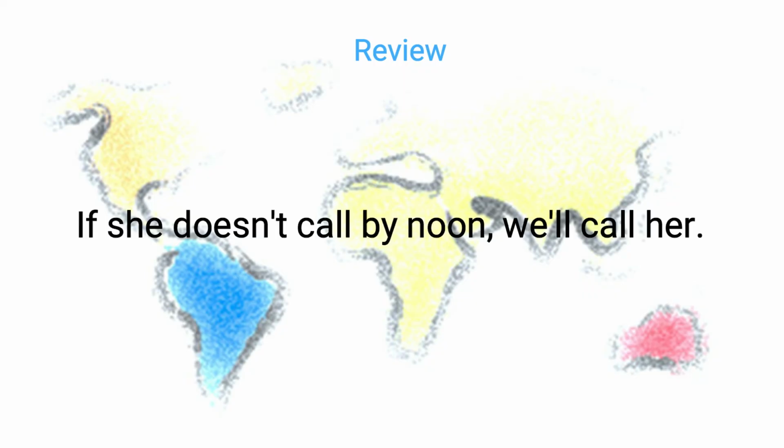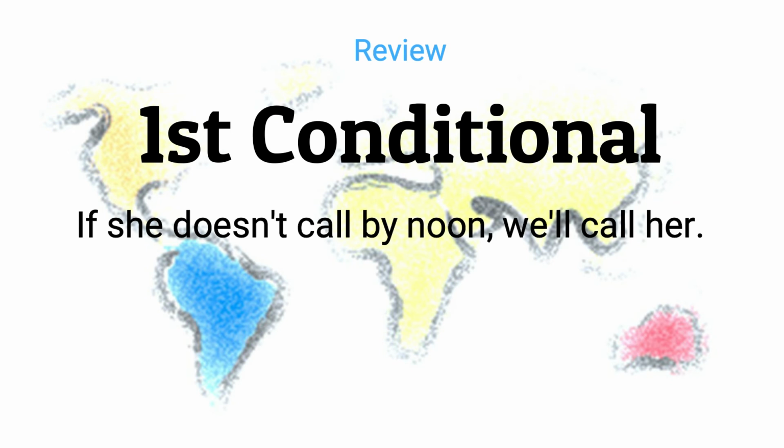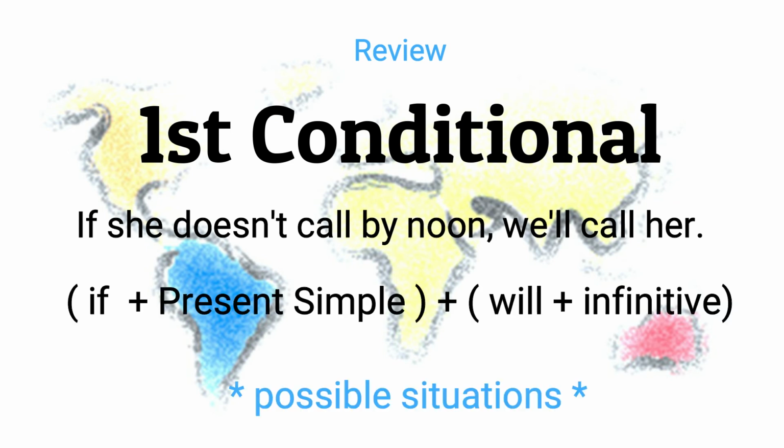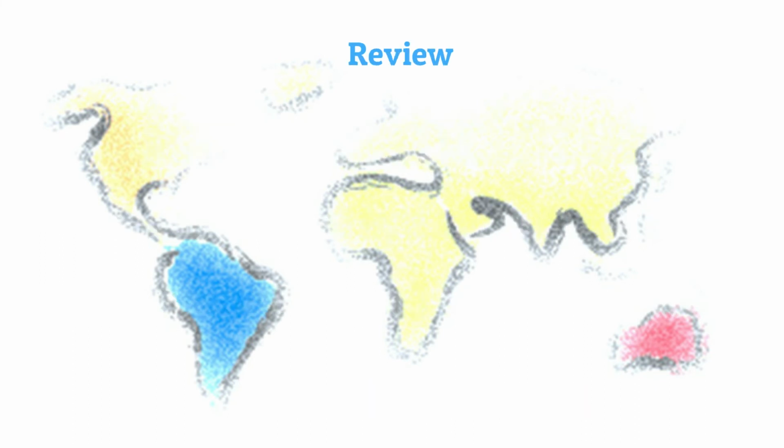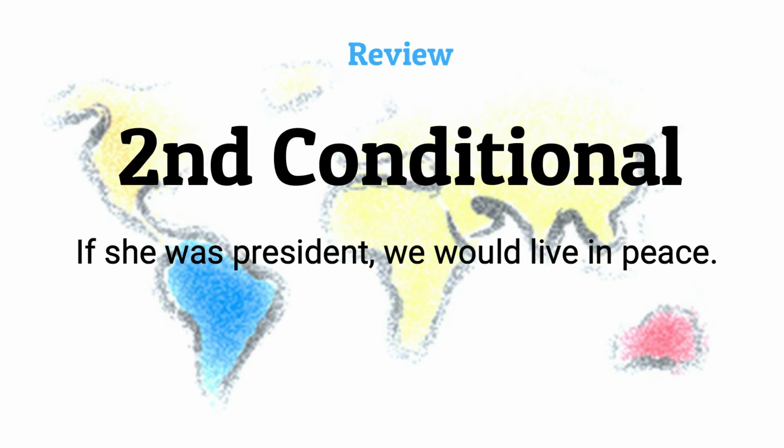Okay, let's review. If she doesn't call by noon, we'll call her. This is an example of first conditional. We can see that this is a scenario that is possible. It really could happen. And to construct the sentence, we use if plus a present simple verb in the action, and the consequence will have will and an infinitive. Again, possible situations.